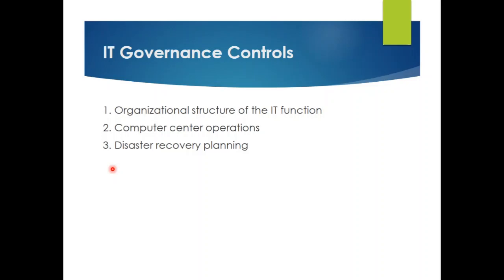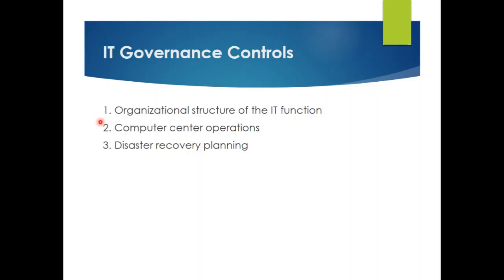So you have here the IT governance controls. There are basically three identified IT governance controls, namely the organizational structure of the IT function. That's the first one. Second is the computer center operations, and third is disaster recovery planning. These three, we will be discussing one by one as we go along this chapter or this video discussion.